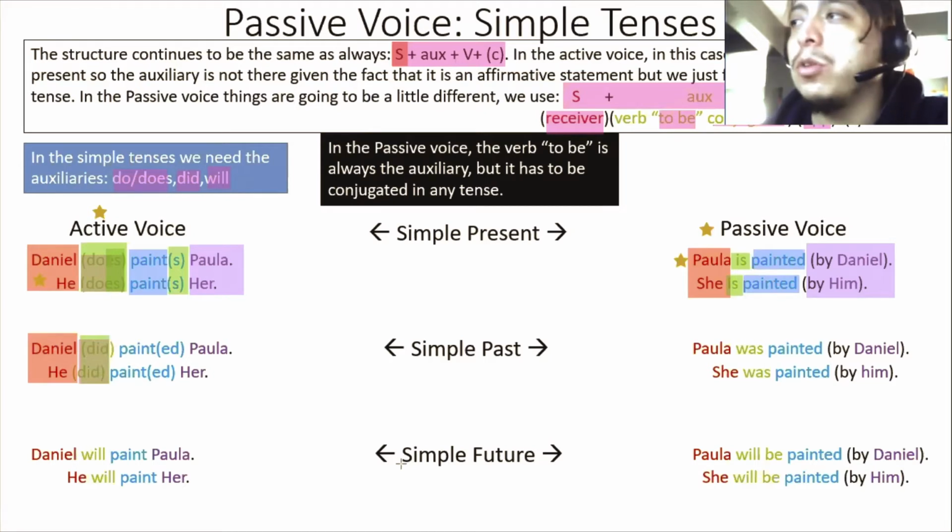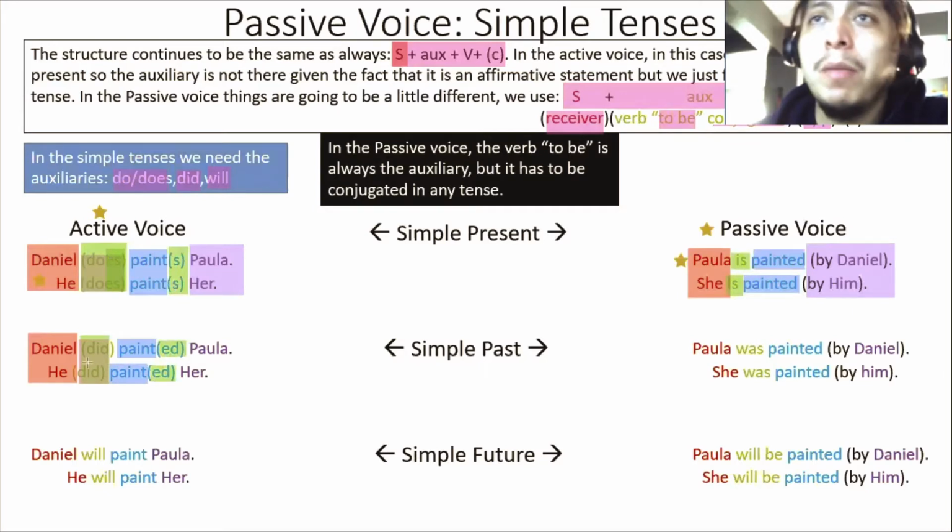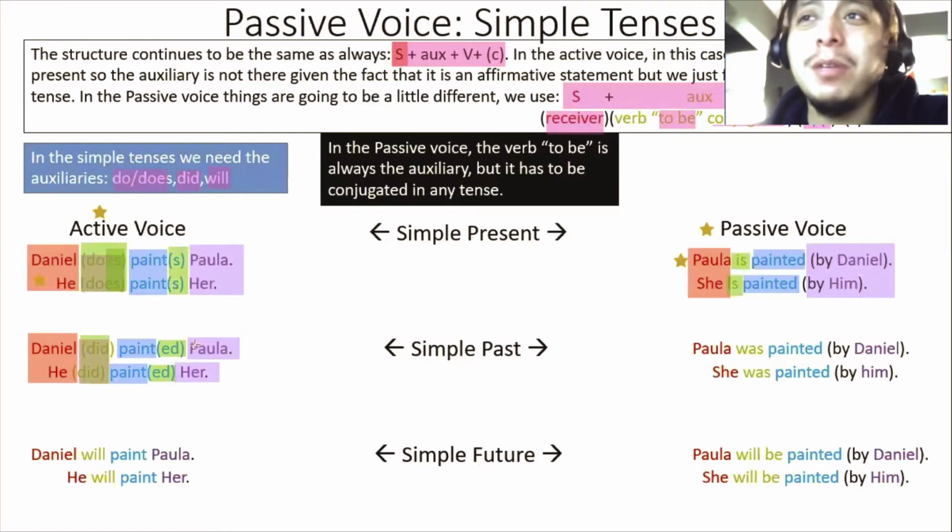What happens when you don't use the auxiliary? Well, if you don't use the auxiliary, the verb has to take the past. The verb is in the past because we don't have an auxiliary. So Daniel painted, he painted. And then the object or the complement will be Paula. She is the receiver of the action. Because she is the receiver, if you want to change Paula for a pronoun, you need an object pronoun, her. Daniel painted Paula, he painted her. This is the active voice.